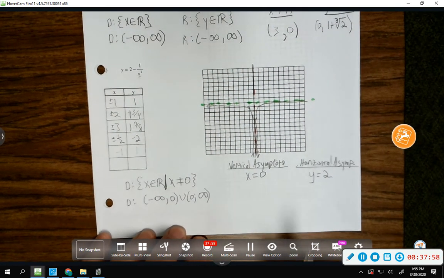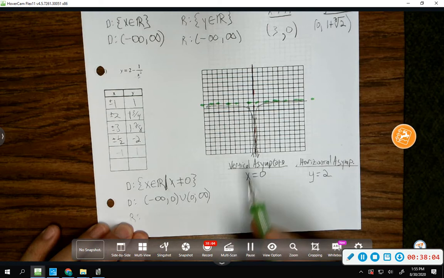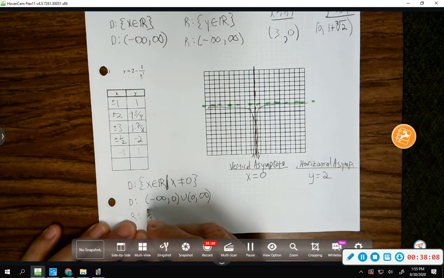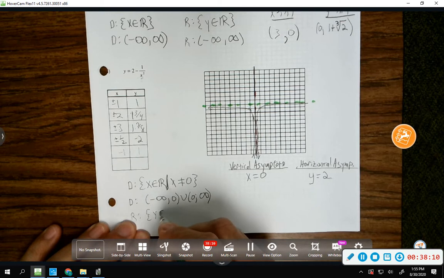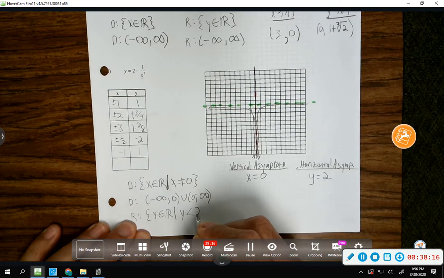Let's talk about the range. Notice what happens with the range here and why we needed to graph it before I wrote it down. Because this range, all the values are below 2. So y is an element of all real numbers such that y is less than 2.